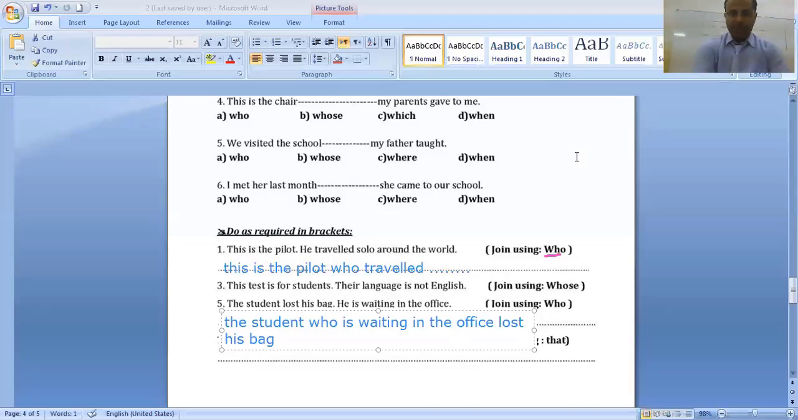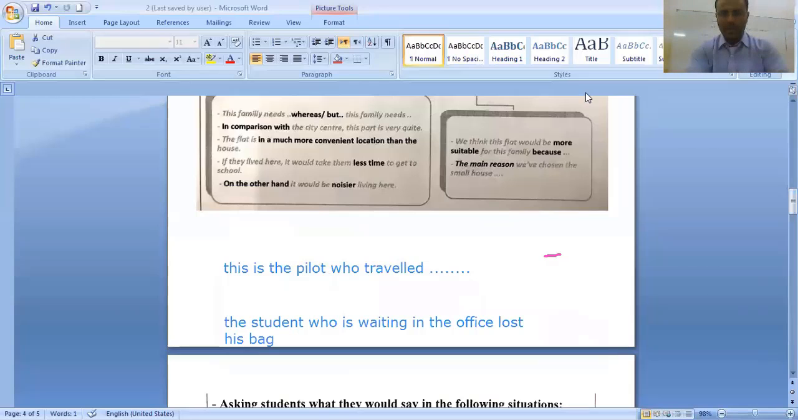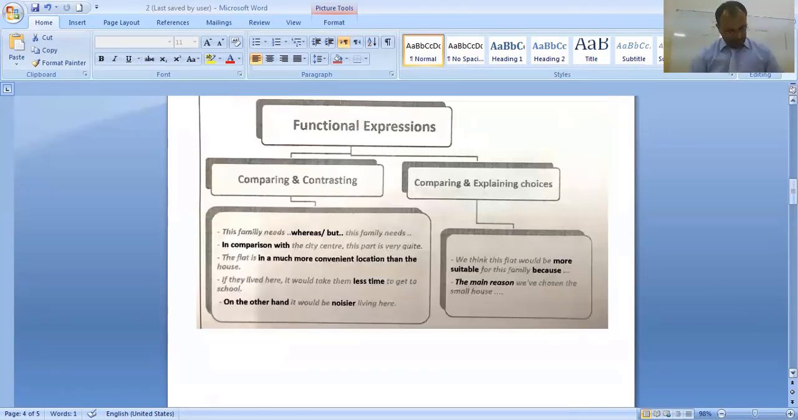I'm sorry, we are running out of time here, so we have to be very quick. Sorry again. Okay. Here, my dear students, we have language functions. You can find the useful language on page 66. This language box is very important to you.